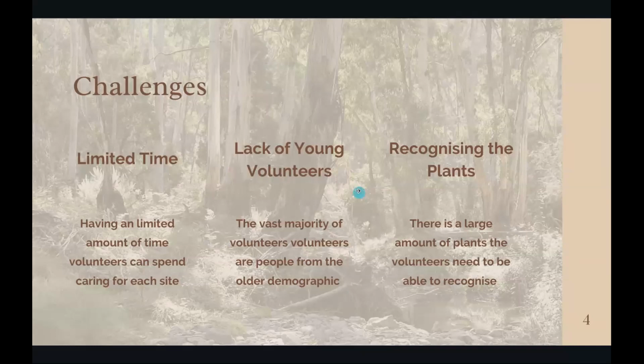So right now, the greatest challenge within Bushcare is the limited amount of time the volunteers have in each location. There are a large number of different sites under the protection of Bushcare, and the volunteers need to make sure they are able to cycle through all the different sites within a month so that they can take care of all the locations.